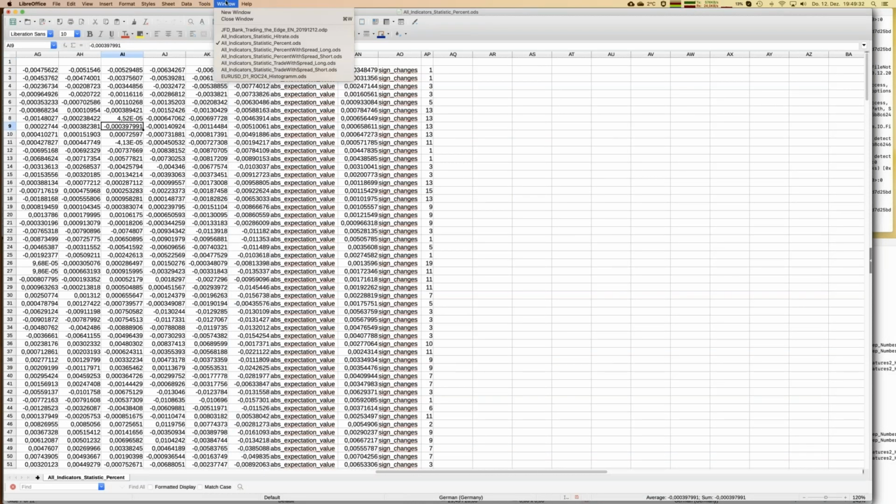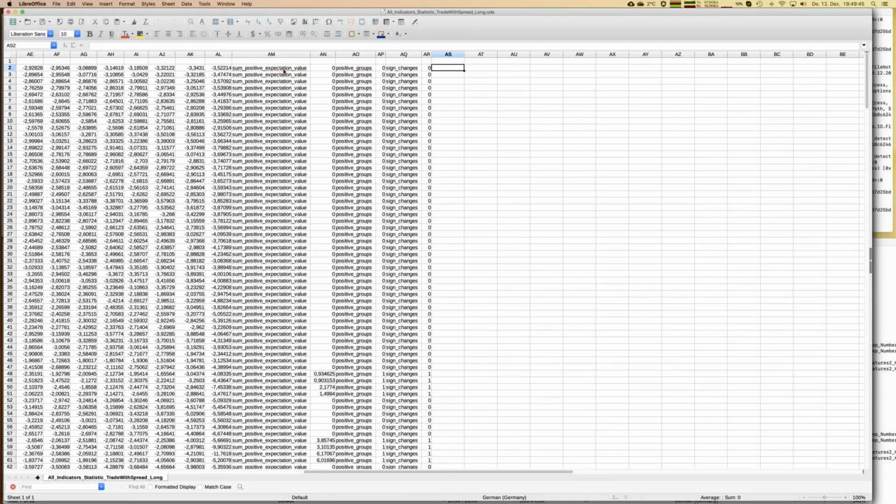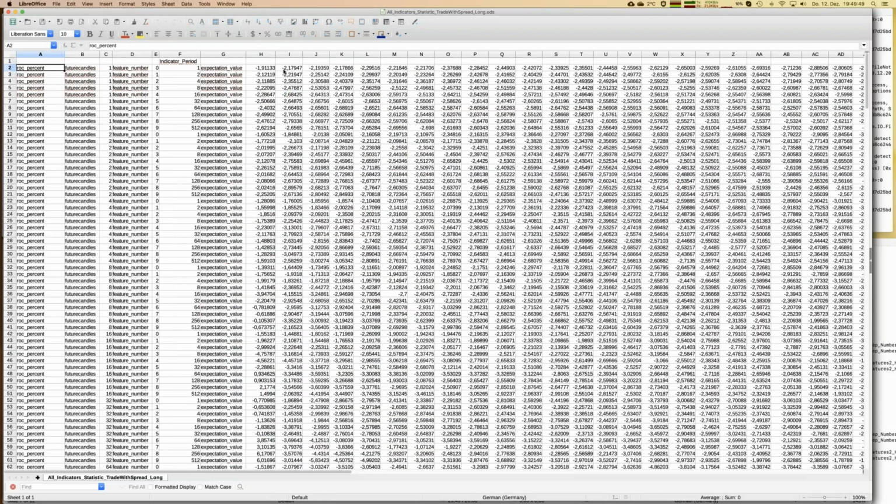And now we can even go further, and I will jump because time is passing here. Already not percent with spread. I will jump directly to real trades. Real trades means I have switched on commission. I have switched on spreads.